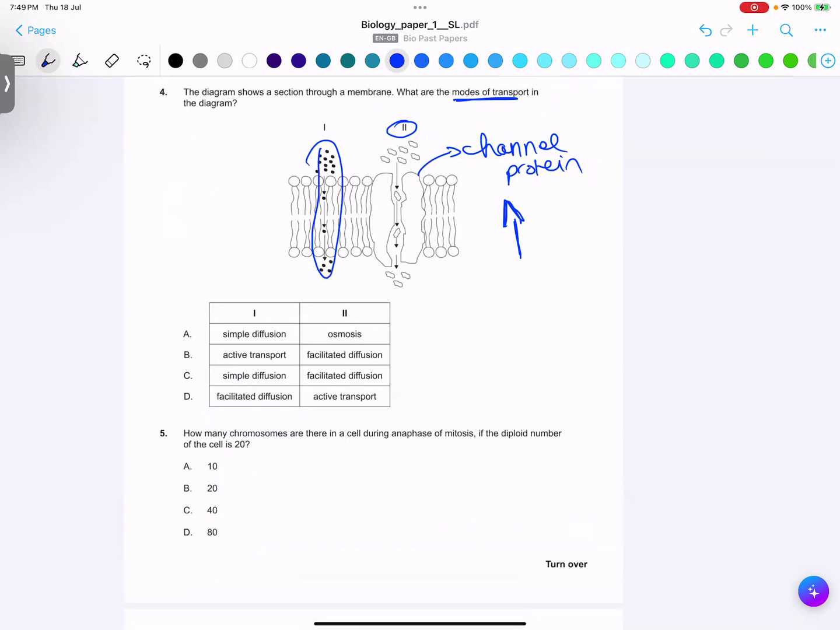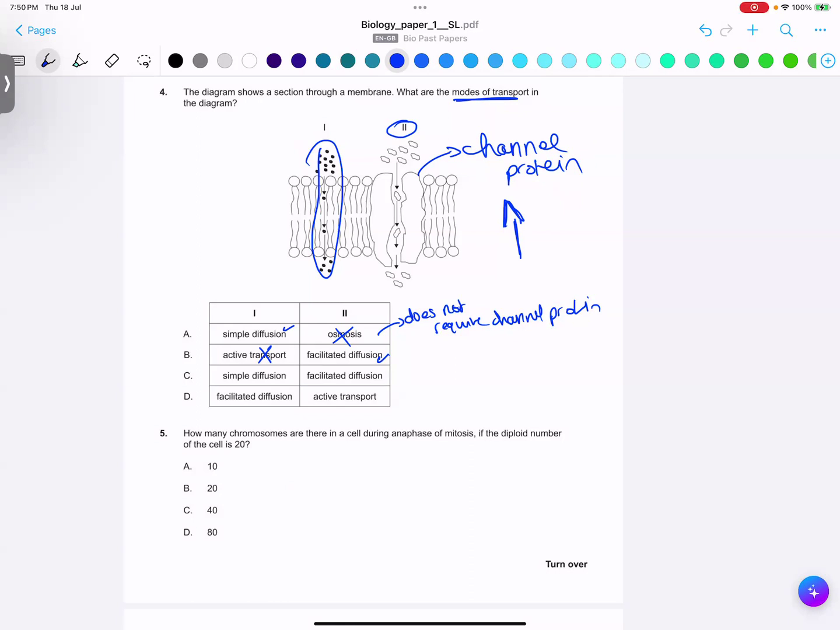So the first answer has simple diffusion and osmosis. Simple diffusion can be considered correct for the first one. However, osmosis is false because osmosis is actually going down a concentration gradient and it does not require a channel protein. Then our second one, where we have B, active transport for the first one. No, because this cannot be active transport because there's no channel protein and it's going down the concentration gradient, so no. And B is facilitated diffusion. Maybe. Facilitated diffusion can be considered correct.